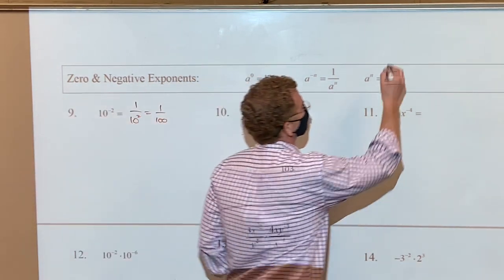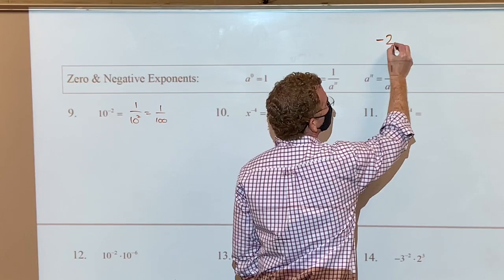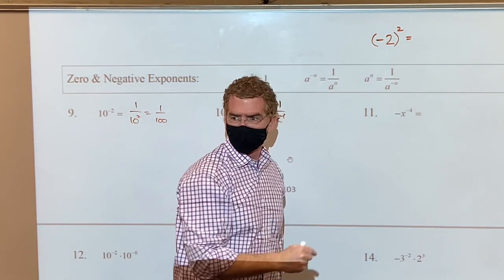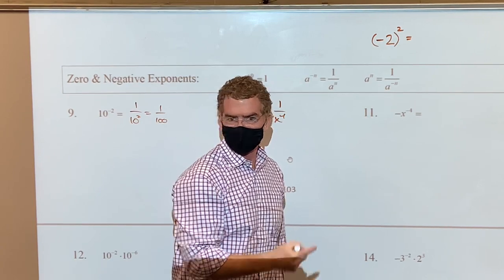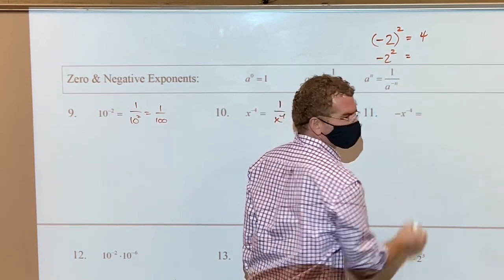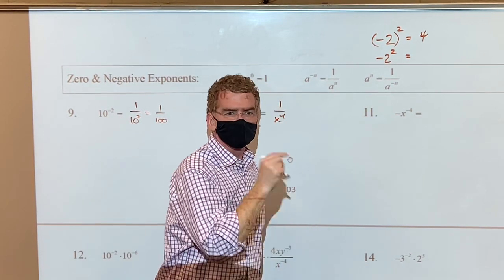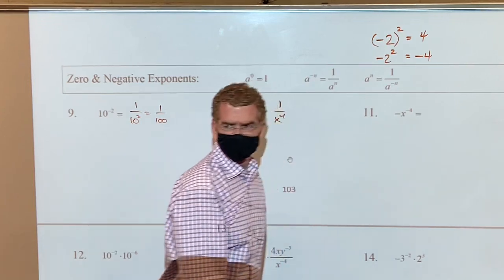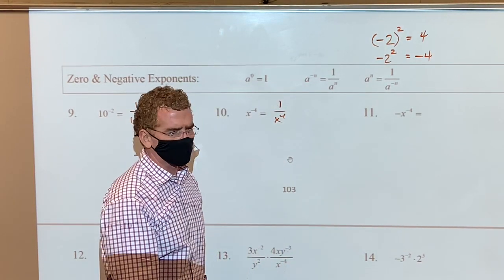Let me show you something. That's not right. Check it out. This is the negative 2 squared. Y'all with me? So that's 4. This, believe it or not, is negative 2 to the 4th. That's negative 4. Now, a lot of people go, I don't buy that a bit.